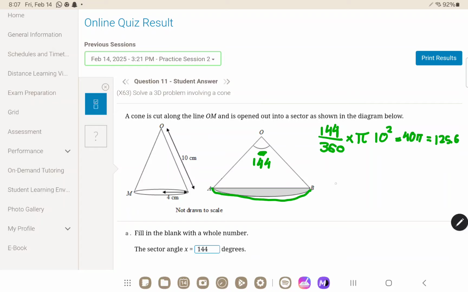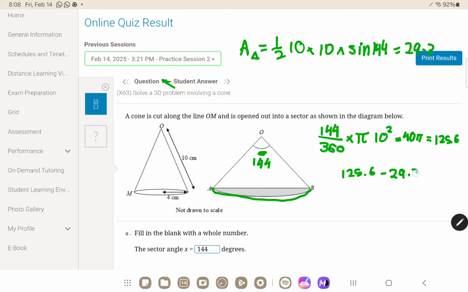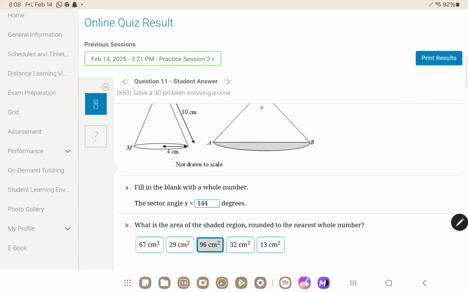Now for the triangle, we need to use the rule: area of a triangle equals half side times side times the sine of the angle. Once you do that in your calculator, you're going to get something like 29.3. Now 125.6 minus your 29.3 is going to give you something like 96.3, which you round down because they wanted the closest centimeter, to 96, and that is it.